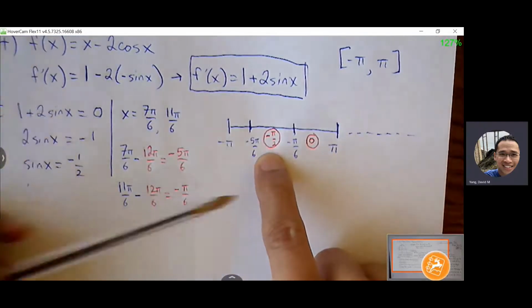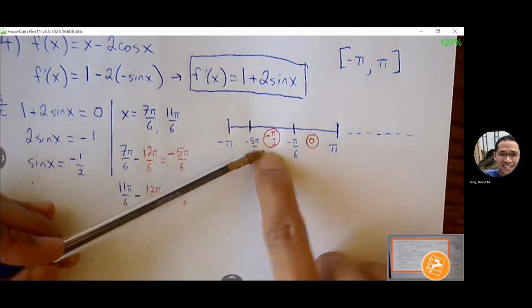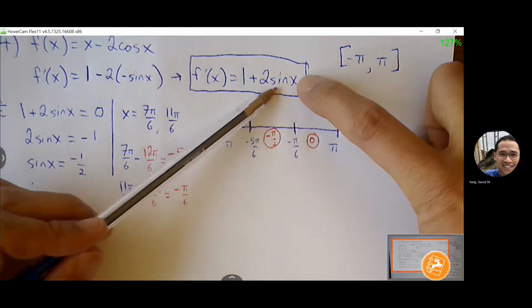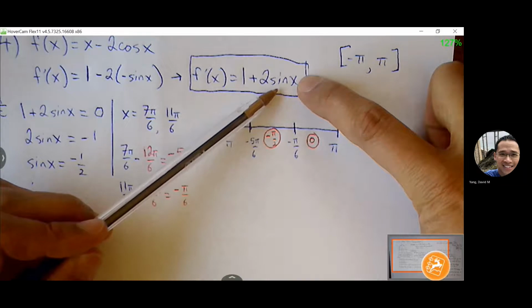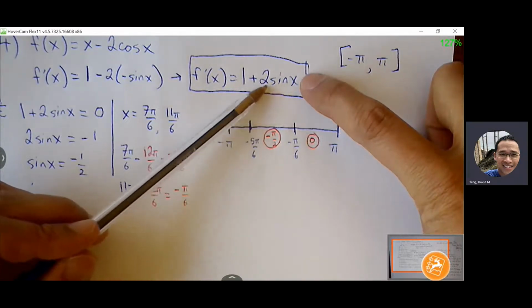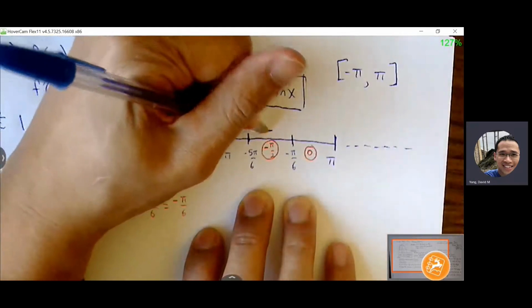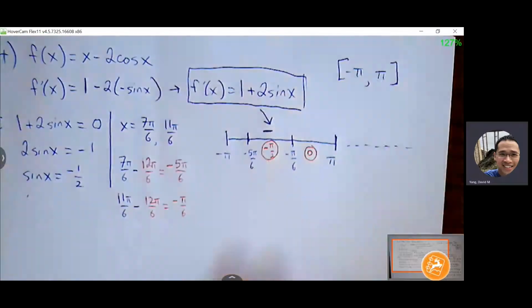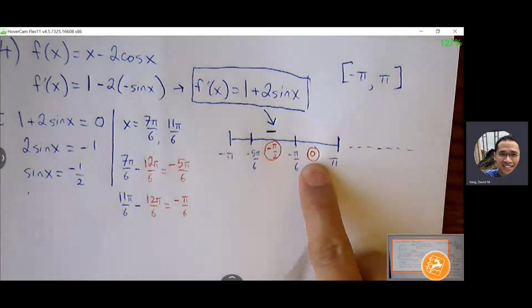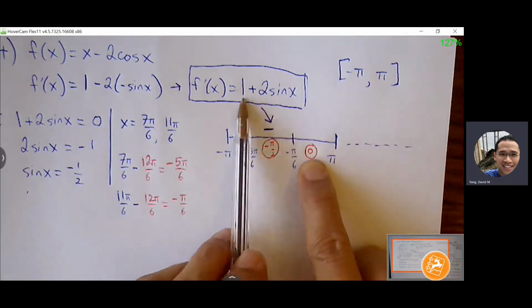So negative pi over 2, I'm going to insert this into the derivative, right, because I want to know slope information. So sine of negative pi over 2, what's that going to be? Basically sine of 3 pi over 2, which is negative 1. Negative 1 times 2 is negative 2. Negative 2 plus 1 is negative. So I know my graph is going to be falling. Okay, plug 0 in for x. Sine of 0 is 0. 0 times 2 is 0. 0 plus 1 is 1.